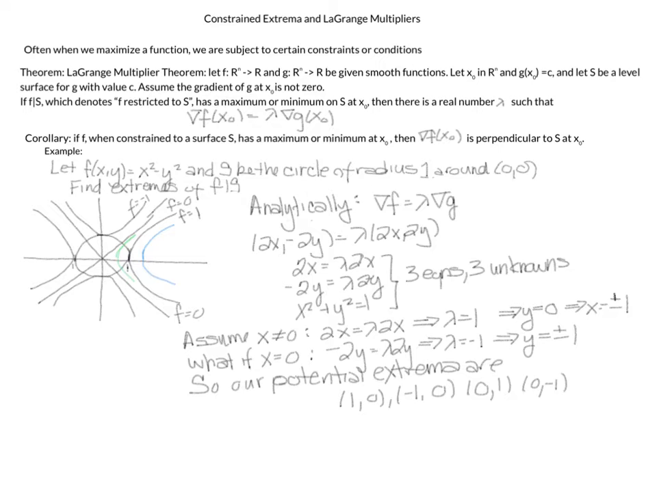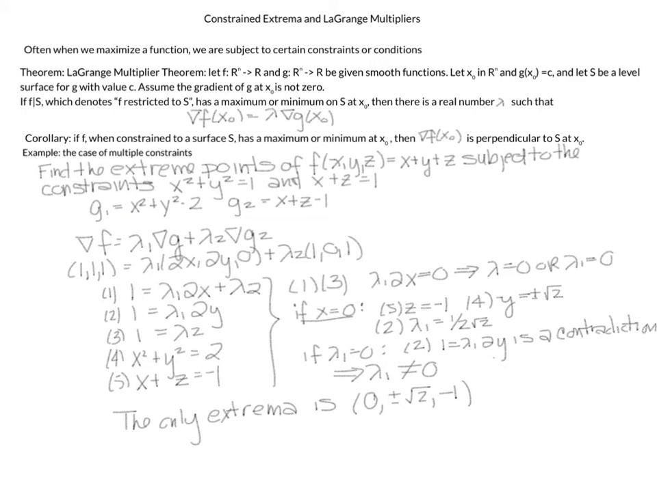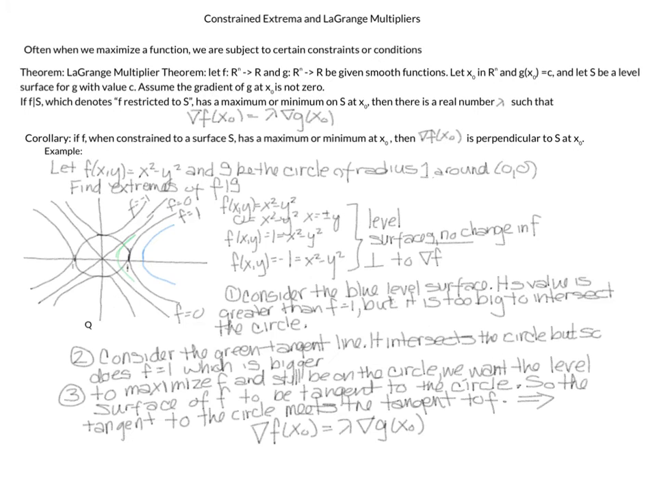We'll have a number of examples, I think 3 or 4, and then I'll have 2 problems for you to do by way of review. And then our last main topic is about looking at the case of multiple constraints. As I said, often when we maximize or minimize a function, we are subject to certain constraints.